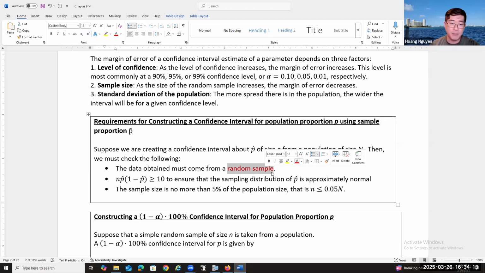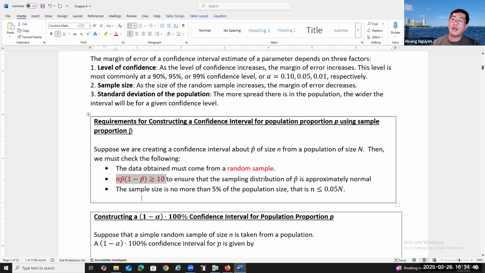The second requirement is familiar, right, everyone? n times p hat times (1 minus p hat) is more than or equal to 10. You have to remember this from when we talked about the sampling distribution of the sample proportion. You want to make sure this condition is true to ensure that the sampling distribution of p hat is approximately normal. So the second requirement is n times the sample proportion times 1 minus the sample proportion has to be more than or equal to 10.